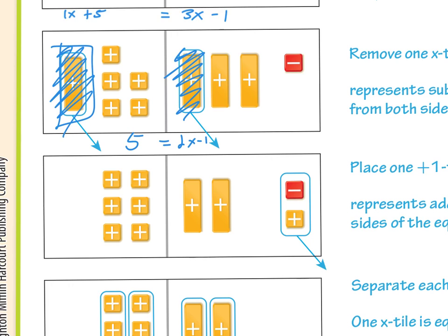Now, to cancel out that negative block, they threw a positive block on there, which makes these cancel out. They also threw a positive block over here. So they added 1 to both sides, which gives us 6 is equal to 2x.